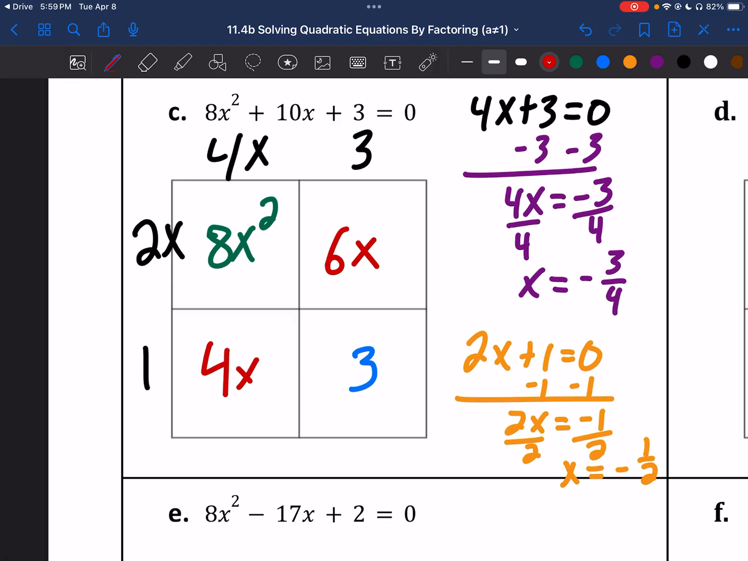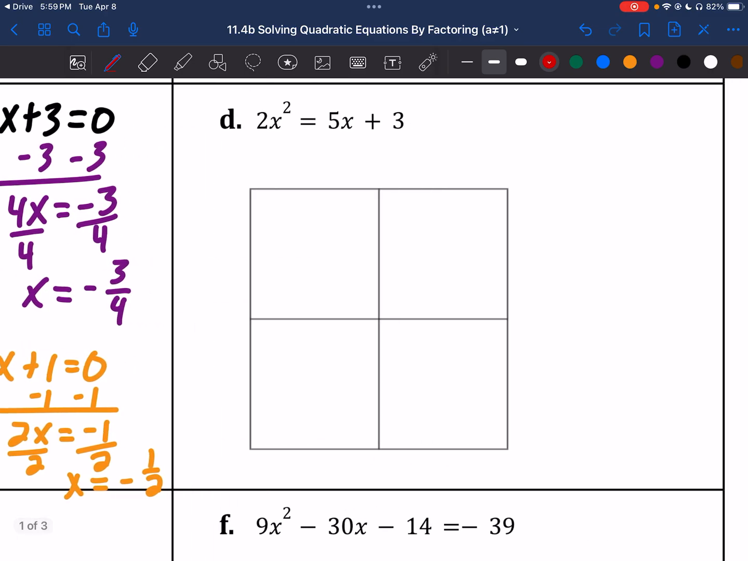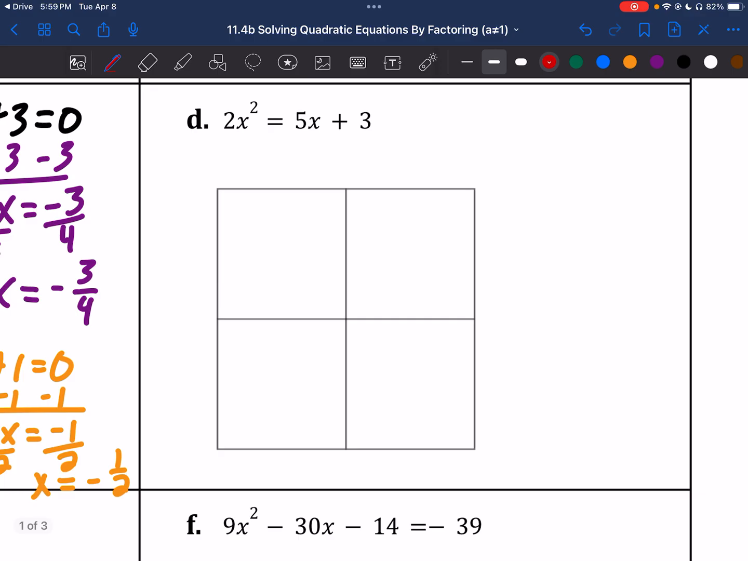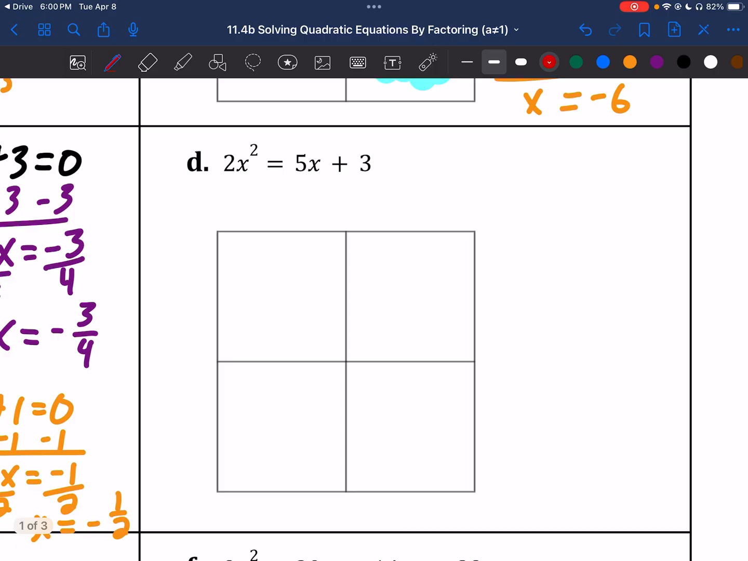All right, letter D, some more practice here. We're going to need to first put this into standard form. And when we do, we're going to have all of the terms on one side of our equal sign. So we're going to move everything to the left side. So I'm going to subtract 5x and subtract 3 from both sides. So it's going to be 2x squared minus 5x minus 3 equals 0.